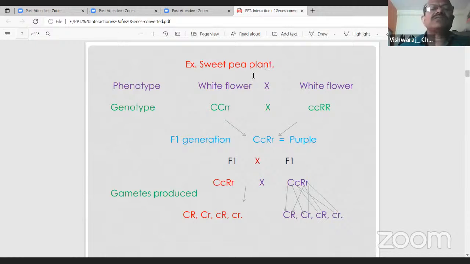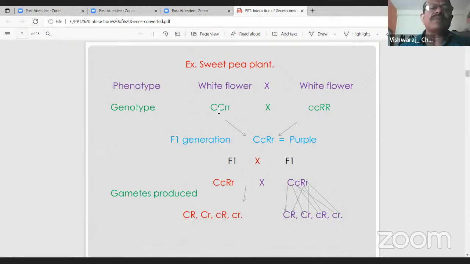Here, sweet pea plants are crossed: a white flower male into a white flower female. Both are white, but their genotypes are different. Here, capital C, small r; here, small c, capital R. Both are white, because two genes are required for color, and only one pair of genes is present for white.